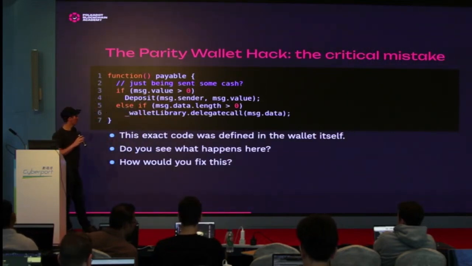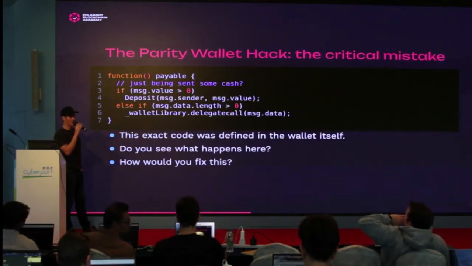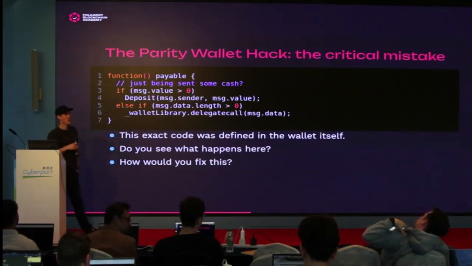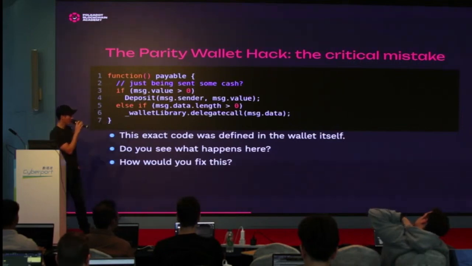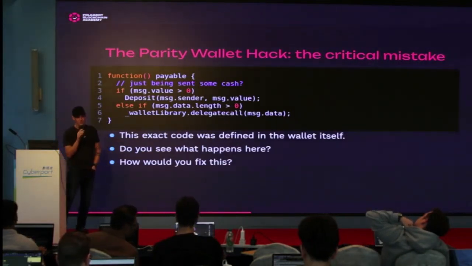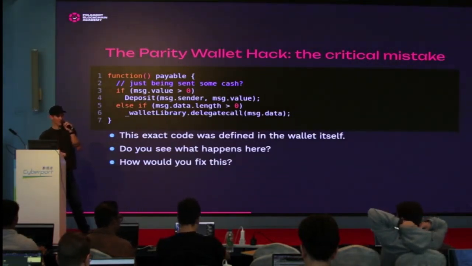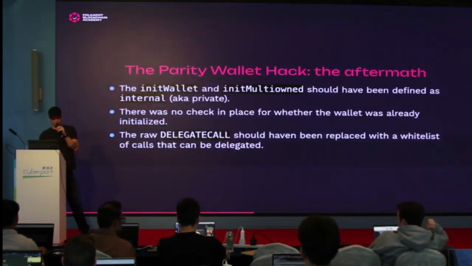But what is the type of this data? Is it a string? No, this can be anything. I mean, that already sounds suspicious, because then you can just put whatever in the delegate call. So what do you think the attacker did with the delegate call? You can init a wallet. Because it's multi-owned. Yeah, so that's exactly what happened.